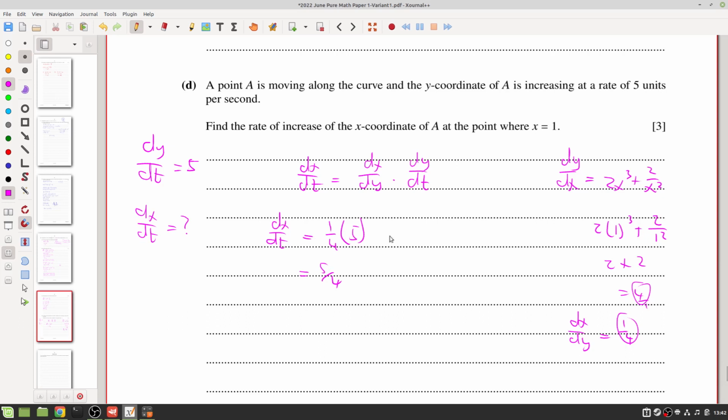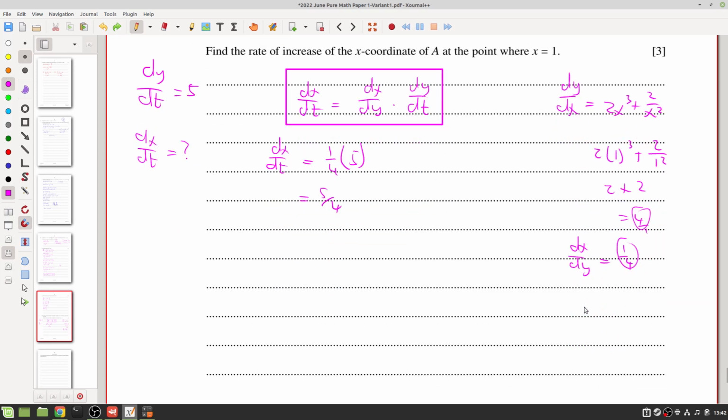Okay, if you didn't understand what just happened here, the main important part is this, right? We can use the chain rule idea here. The increase of x with respect to time, dx dt, is this, because dy and dy will cancel out, and we've got dx dt. If you understand that part, you're well away. Because now dx dy is just the inverse of dy dx. So dy dx, at the point 1, we found was 4 over 1, so then dx dy is just the other way around.